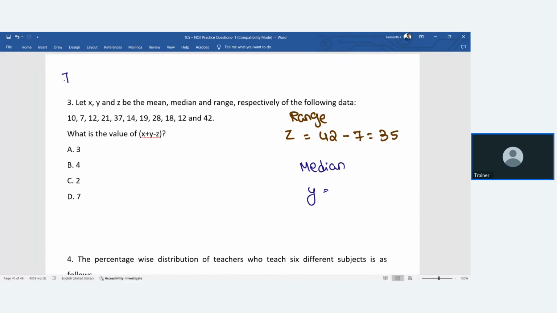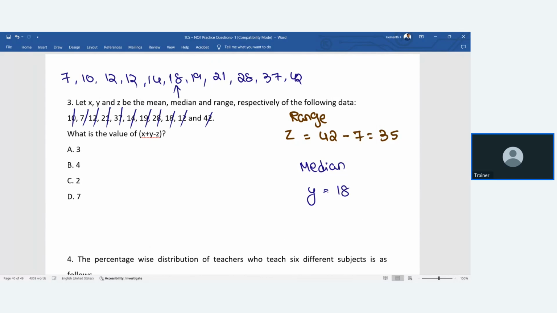Okay, 7, 10, 12, 12, 14, 18, 19, 19. Then you have 21, 28, 37, 42. How many numbers here? 5, 10, 11. We have 11 terms here. So 18 is the middle one. So the median is 18. Y value obtained.